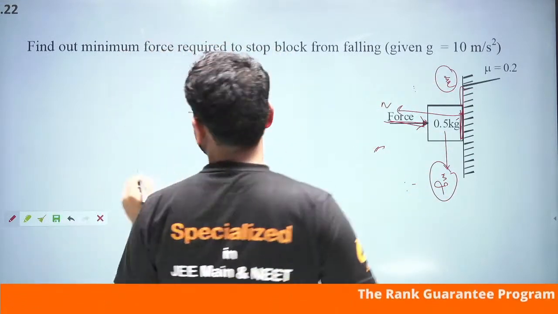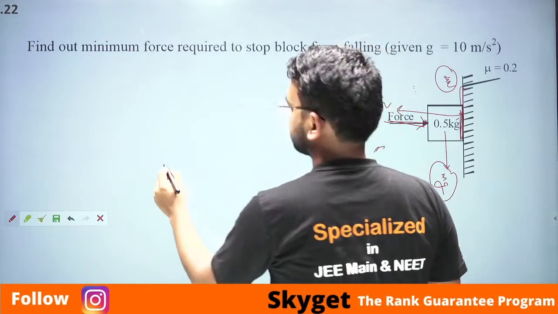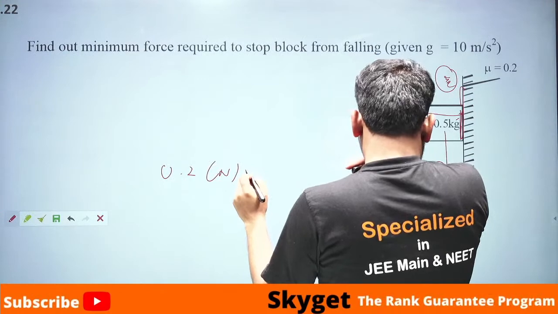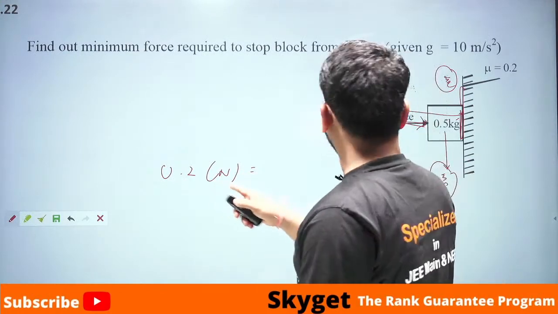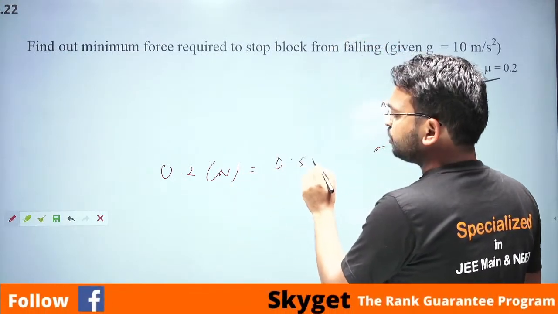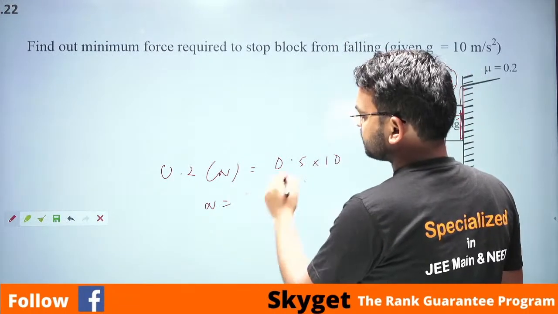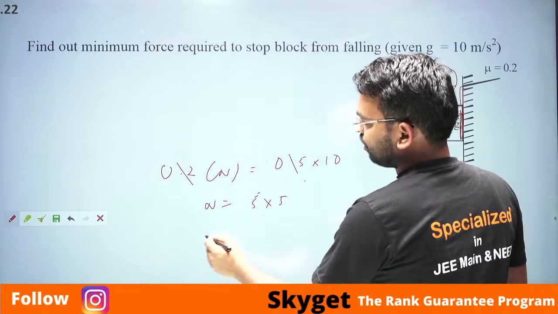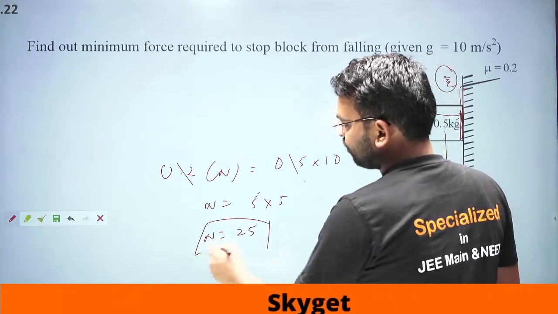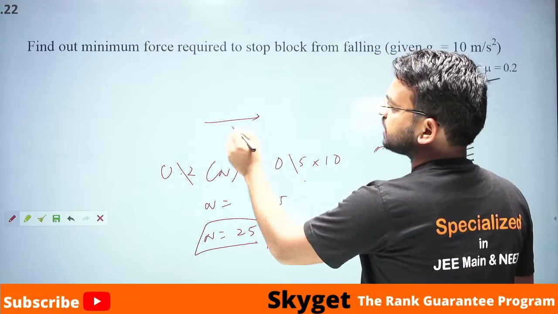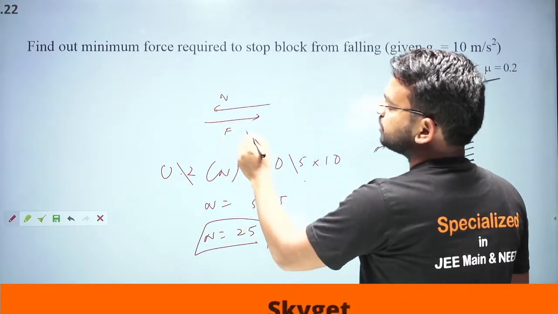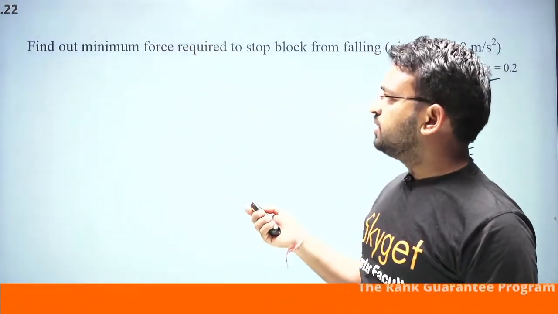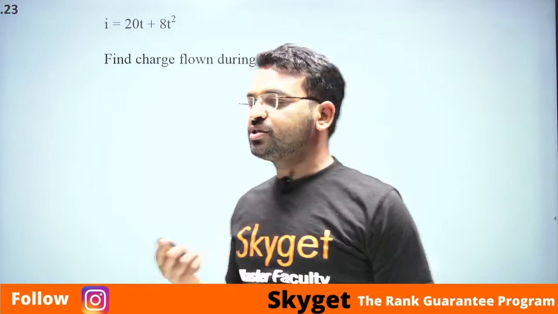So I can write it like this. So mu is how much? Mu is given, that is 0.2, times normal equal to 0.5 times 10. So the decimal cancels out, it has to be 5 times 5. So normal will be 25, and if normal is 25, opposite to that, in this direction we have force, in this direction we have normal, so force has to be 25. Simple problem, try to solve. These are easy things we have already discussed in our video sessions.